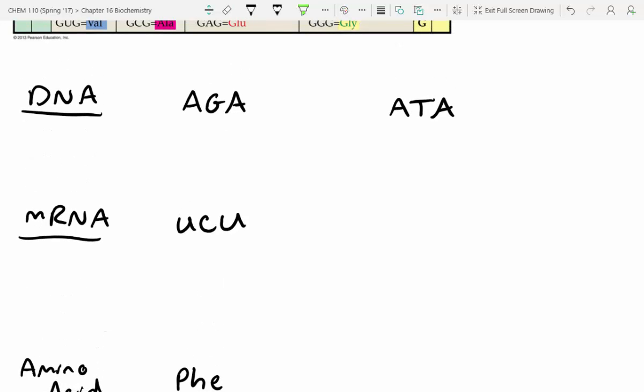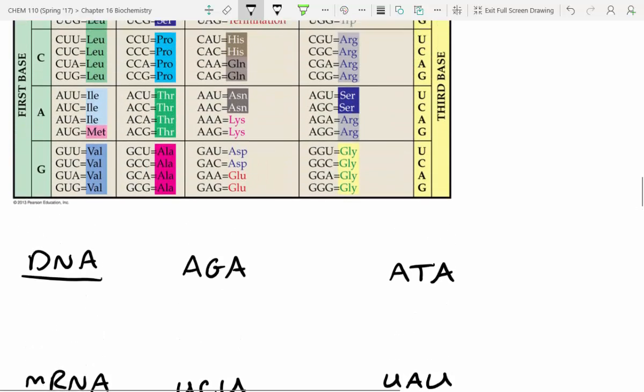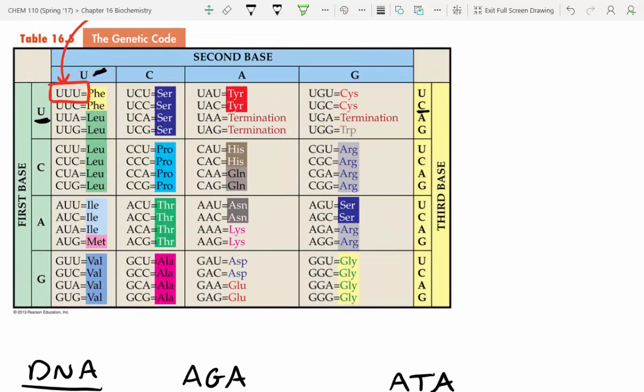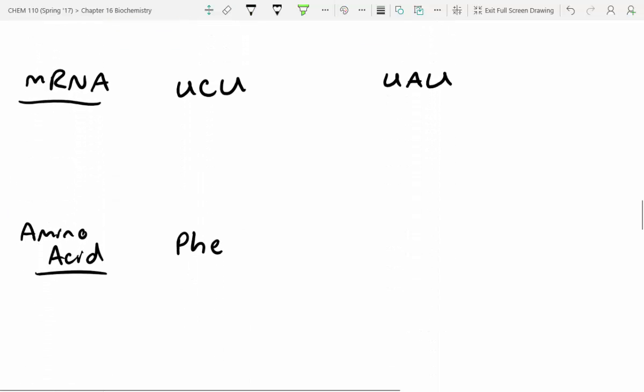ATA. What would that be? UAU, right? Because T can get flipped back to an A. All right, so now we have to find a UAU in the table. So first base, again, is a U. Second base is an A, so now we're in this column. And then we've got a U. So it looks to me like it's got to be right here. PYR. So that's our specific amino acid, and we can plug it in right here.